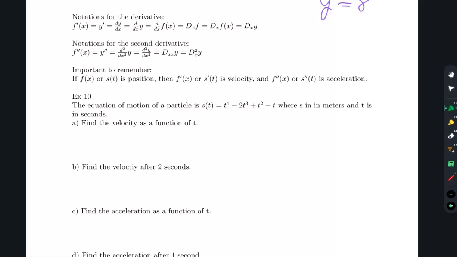So let's start looking at notations for the derivative. We've been doing this, right? f prime is y prime. And so we've been doing that d over dx. So that means take the derivative of y. So sometimes we write it dy over dx or d over dx of f. Remember, again, this means take the derivative of whatever follows, right? And so sometimes we use these big capital D's to say take the derivative.